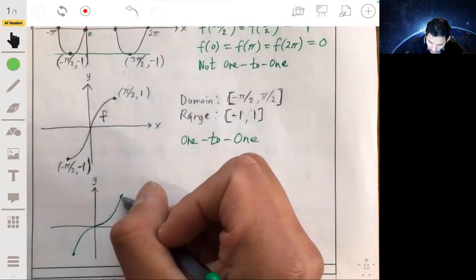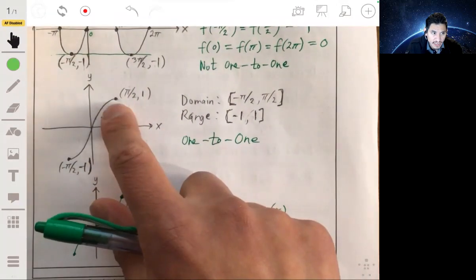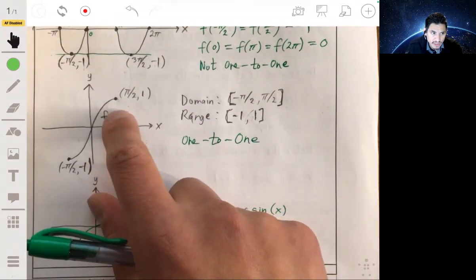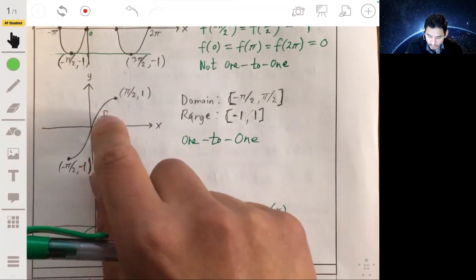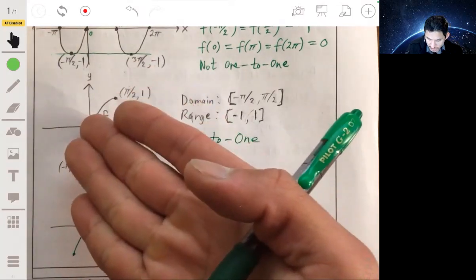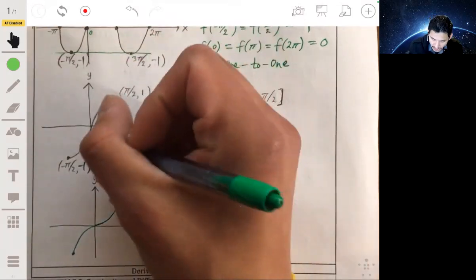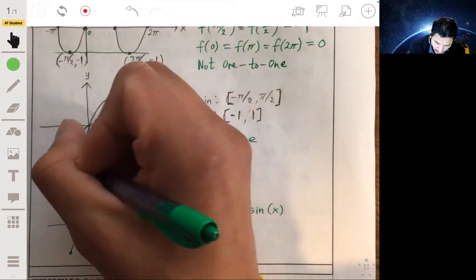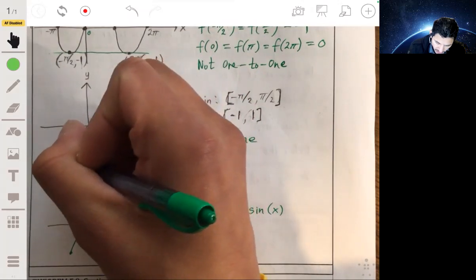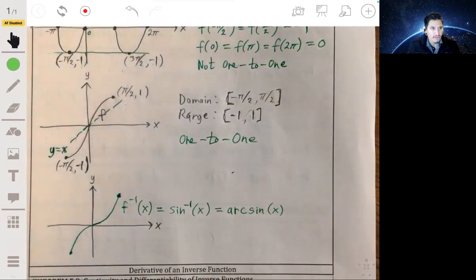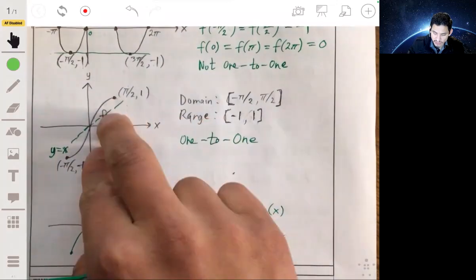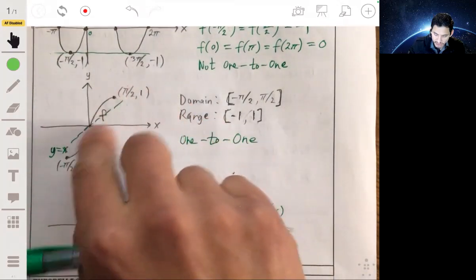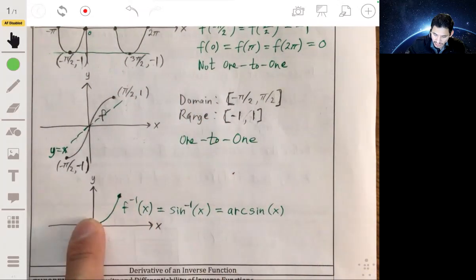Now, remember that if this is restricted to this domain, you can just think about the reflection of this geometrically. If we reflect this graph across the line y equals x, this is just to give you a little visual. Reflect that line over that line. Think about how it's going to look. It's going to be like that.